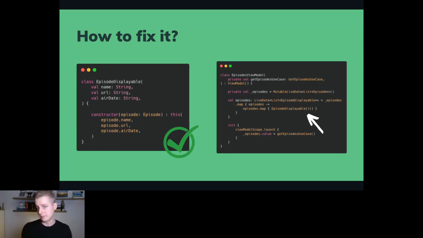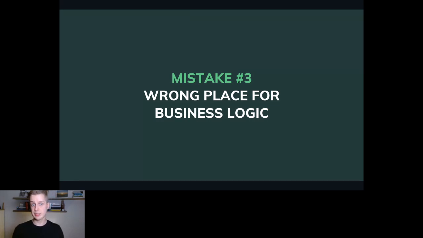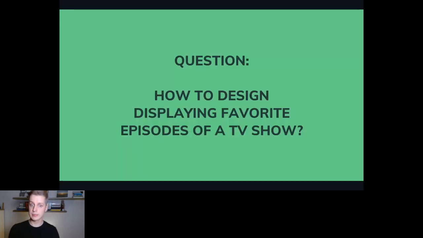And personally, I think that the first mistake is bad, the same as the second mistake, but the third one is even worse, because the third mistake is the wrong place for business logic. And before we move any further, I have a question for you. And the question is, how to design displaying favorite episodes of a TV show.